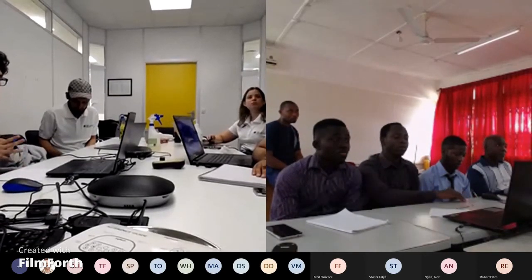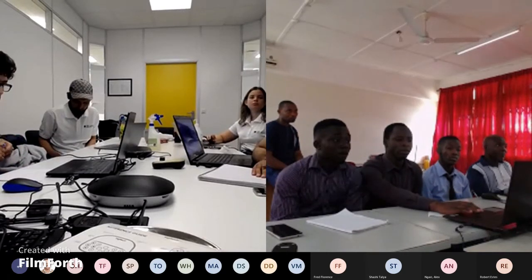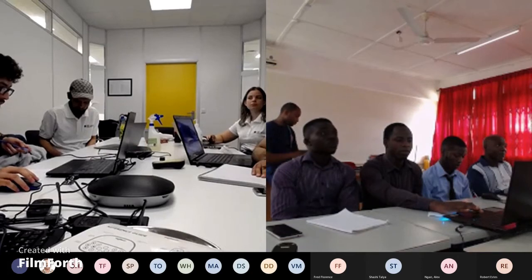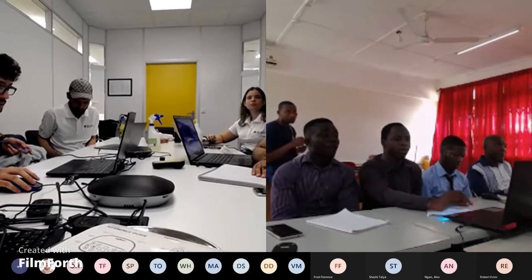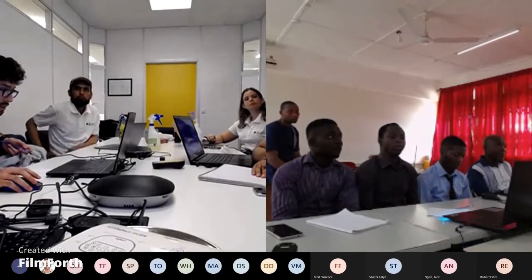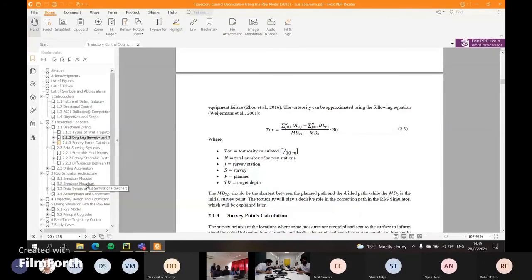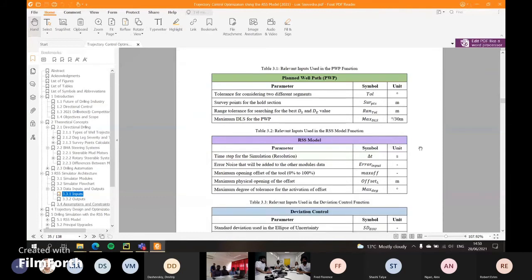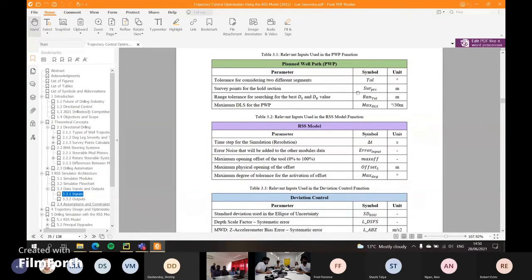Then one question asks: what are the principal parameters that your RTSA optimization model takes in as inputs? Perhaps I can show this because it's more ordered. The RTSA model. Here, the inputs. These are the inputs that are needed for the simulation.